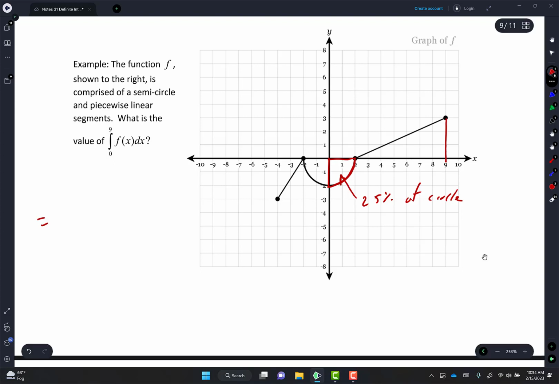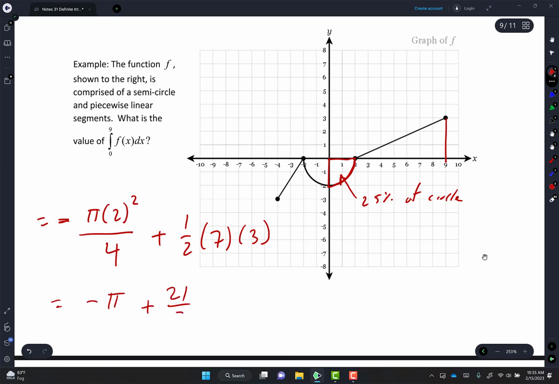Okay, so here we go. I'm just doing the quarter of a circle, so negative, and then pi r squared divided by 4. So the radius is 2, so pi 2 squared divided by 4. Does everyone know where that formula came from? Okay. Plus, and then this is just a triangle. 1, 2, 3, 4, 5, 6, 7. So 1/2 times 7 times 3. So let's see. Negative pi plus 21 over 2. I would leave it like that. This part right here is below the x-axis.